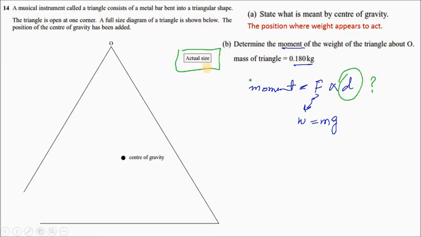Whenever they give you actual size, that means you need to do something with the figure given, meaning you need to take measurement from the picture and then use this measurement to solve the problem being asked. So here, if you see the situation, the weight of the triangle acts at the center of gravity, acting vertically down. So this is the direction of the weight, and this is the pivot.